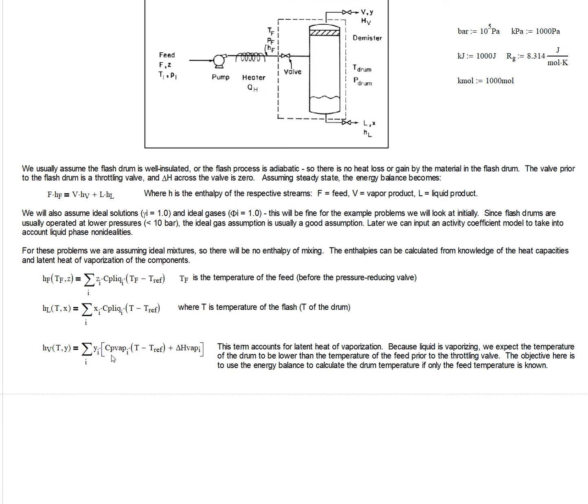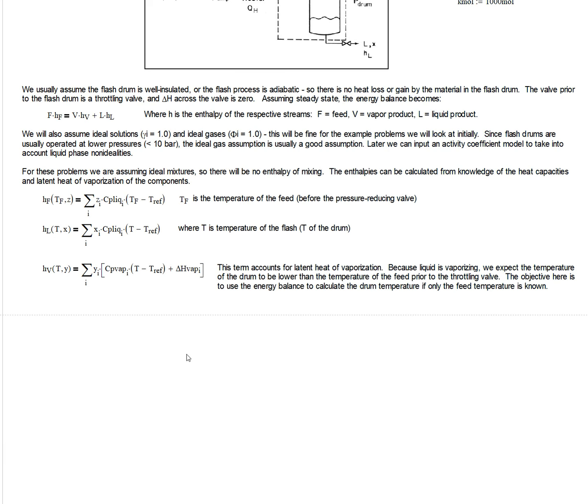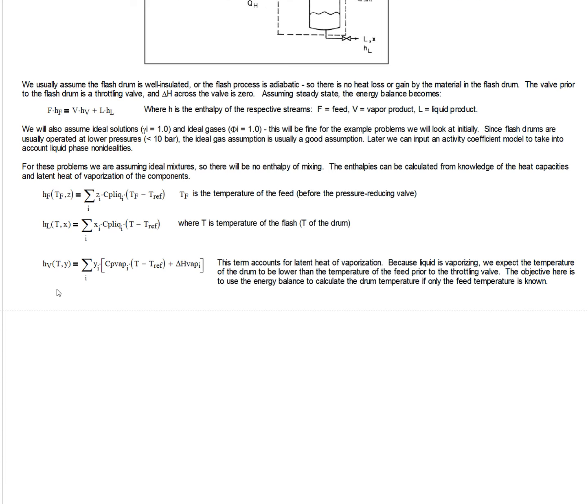And then for the vapor stream, of course, that's going to be the mole fraction times the heat capacity times the delta T, where again this is going to be the temperature of the drum. Note that we are going to include the delta H of vaporization. We have to include the delta H of vaporization because we are going from a liquid to a vapor, and so that is something that we will have to incorporate into our energy balance.